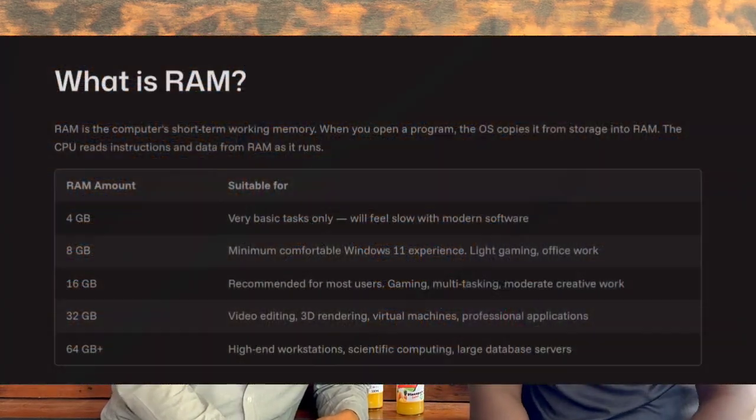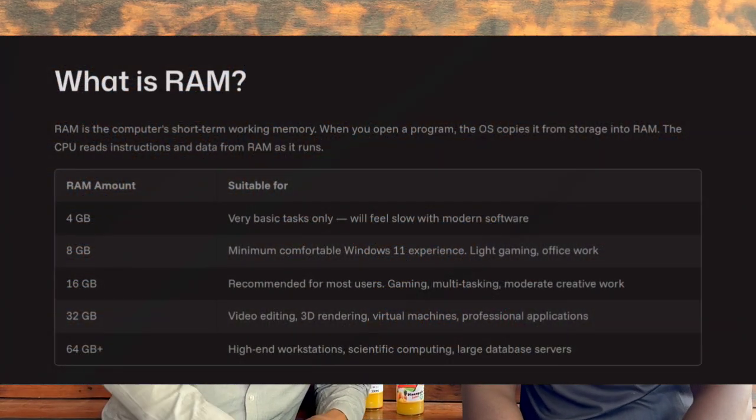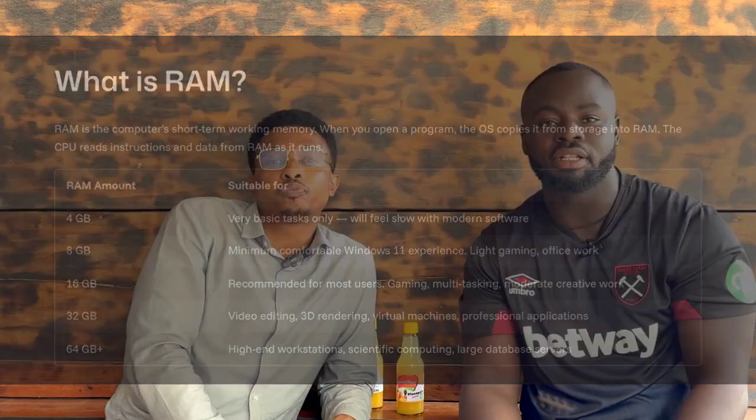Then we have the CPU, of course, which is called the brain of the computer. The CPU carries out a lot of work. Don't forget about the RAM, which acts as short-term memory. It holds programs that are currently running.